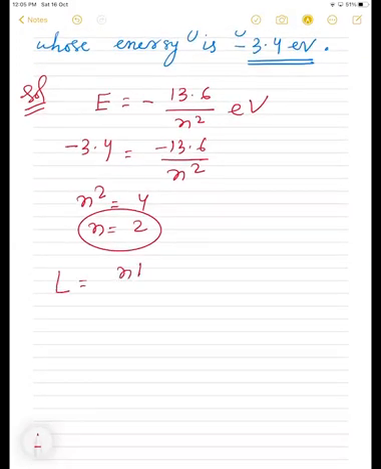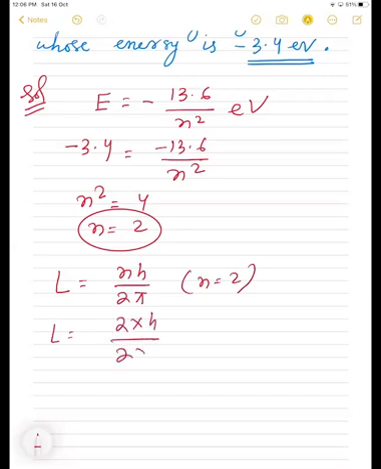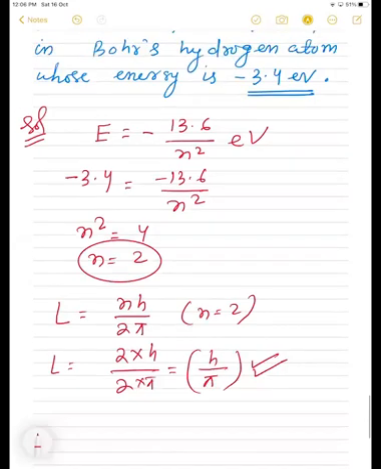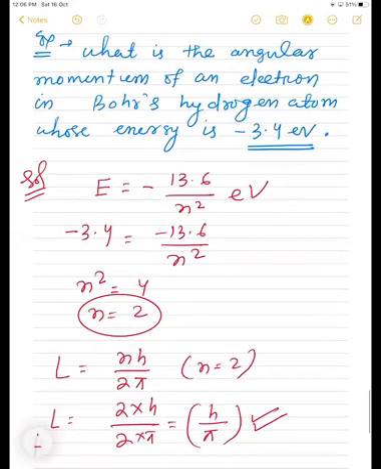And what is the formula for angular momentum? It is nh by 2 pi. So what value of n will we put? We put 2. So that is 2 into h by 2 into pi, which is h by pi. So you got the angular momentum. Got or not? Yes, sir. Just note it.